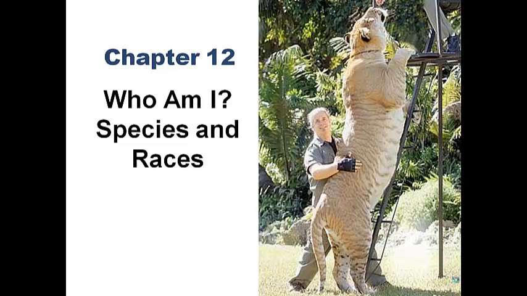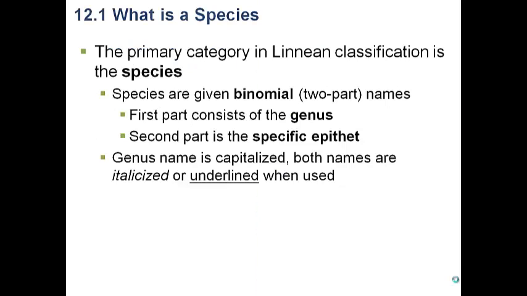Can two different species reproduce and produce an offspring? And if so, if they produce offspring, is that offspring viable? How do we define a species? That's what we want to spend a little bit of time talking about during our discussion of Chapter 12.